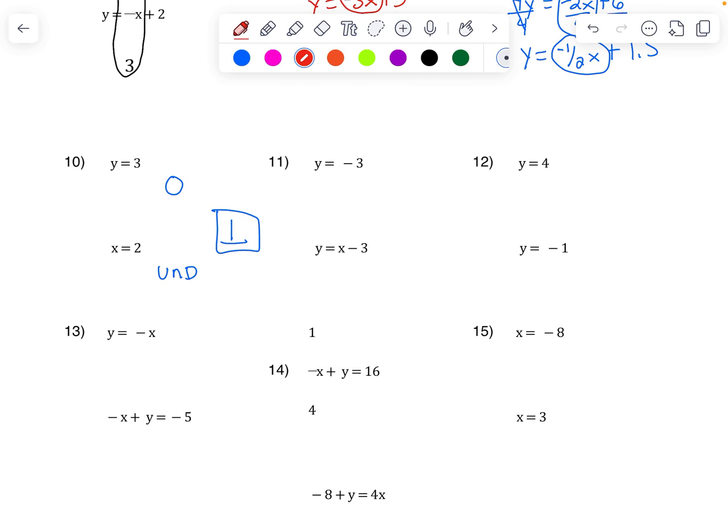Okay, moving on to number 11. My top equation, y equals -3. Well, that's just y equals a number again. My current slope is 0. Bottom equation, y equals x minus 3. Well, my slope, there's an x. I can put a 1 in front of it. It's 1 over 1. Those are not the exact same, and they are not opposite and reciprocal, so those are neither.